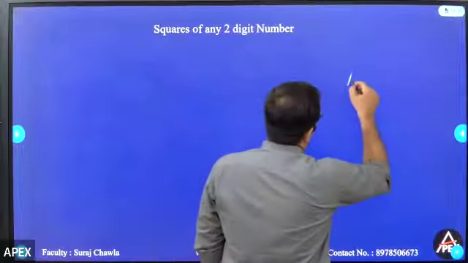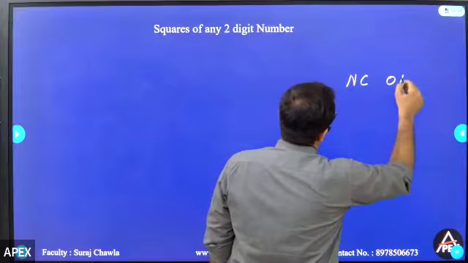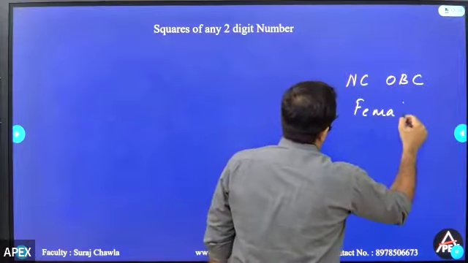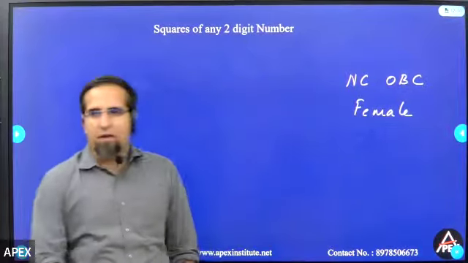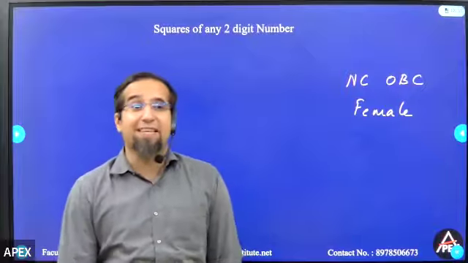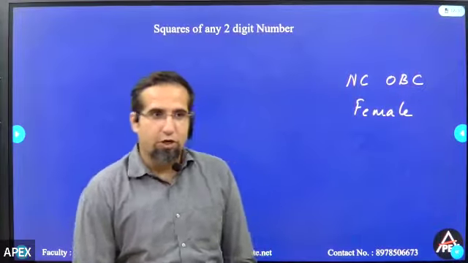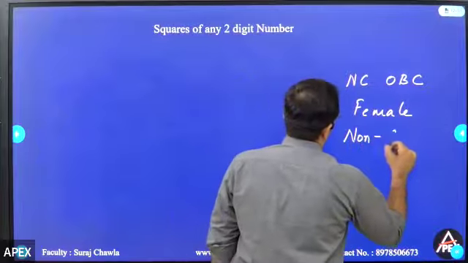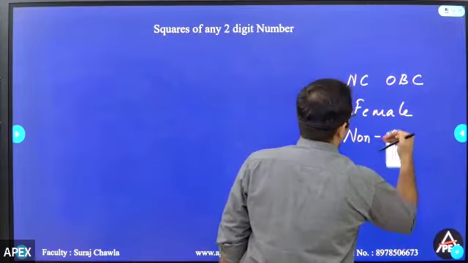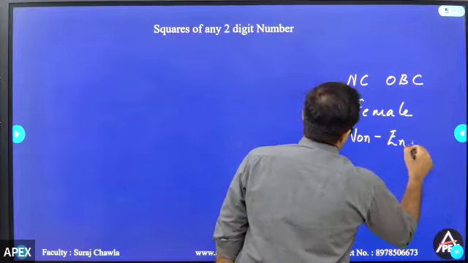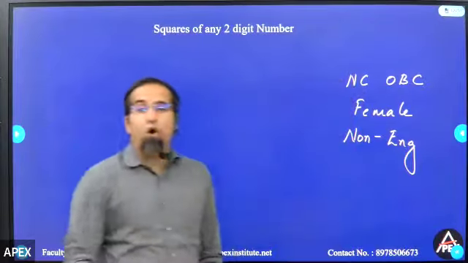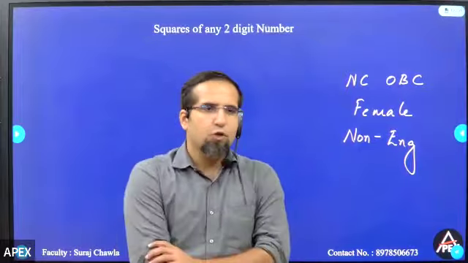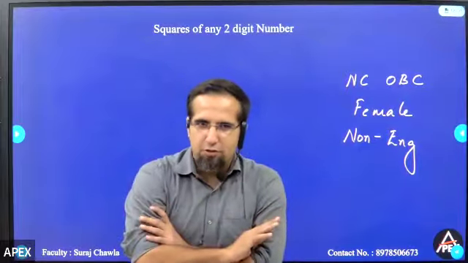One, she was in the NC OBC category. Two, females get the gender diversity advantage. Clear? Third, non-engineer. Being a non-engineer also gives you additional advantages. So all three boxes are ticked.